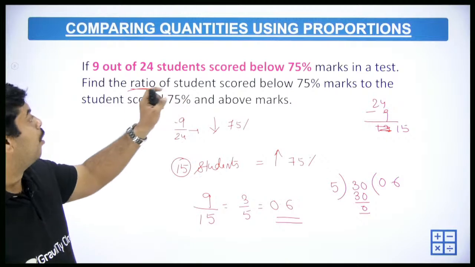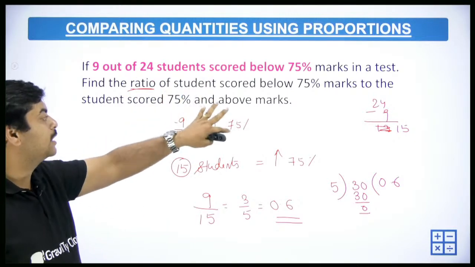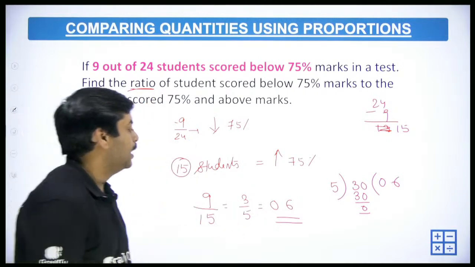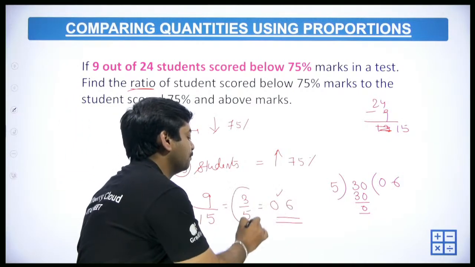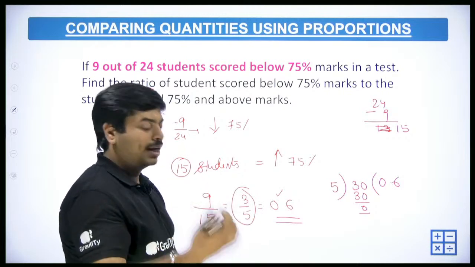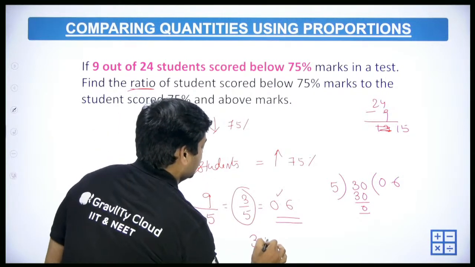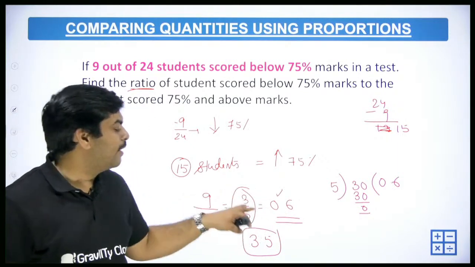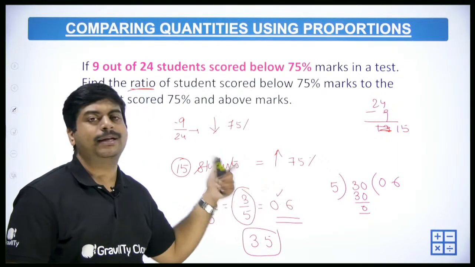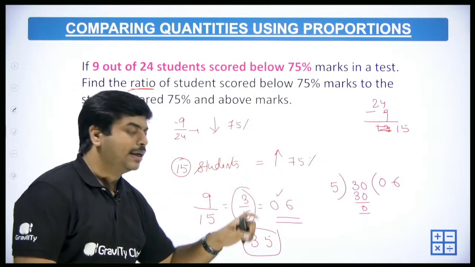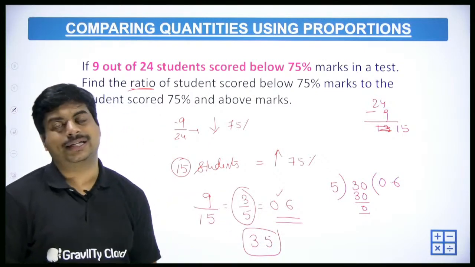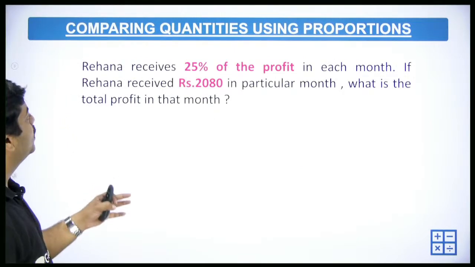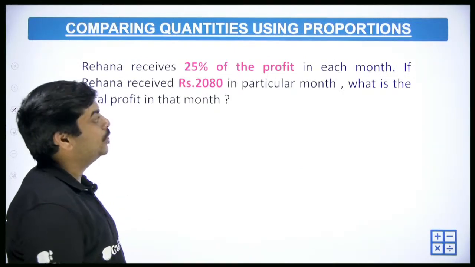So the ratio of students who scored below 75% to the students who scored above 75% is 0.6, or you can say 3 by 5. As a ratio, the final answer you can write is 3:5. This is the same value represented as a fraction and decimal, but as it is asked as a ratio, just write it as 3:5. All three answers are correct. Moving forward to the next question: Rehana receives 25% of the profit in each month.